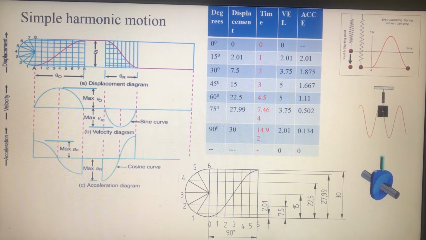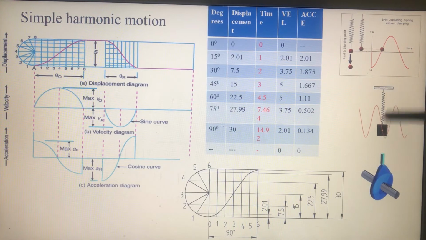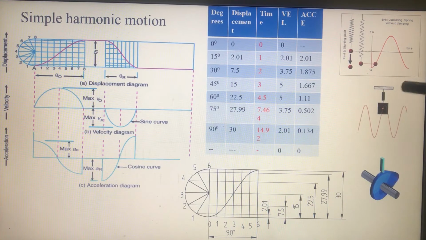It is freely suspended from a fixed end with the help of a spring. Initially, it is at an equilibrium position. After giving some initial displacement, it will start up and down motion to regain its equilibrium position again.